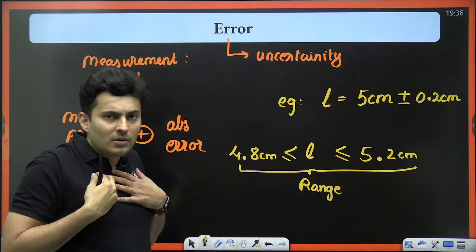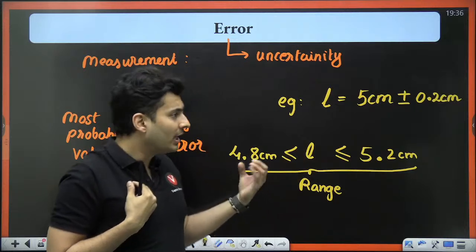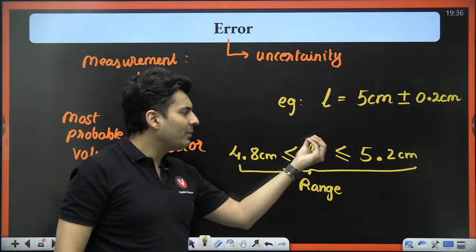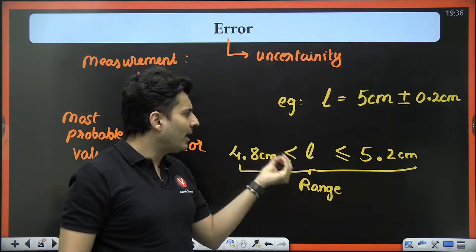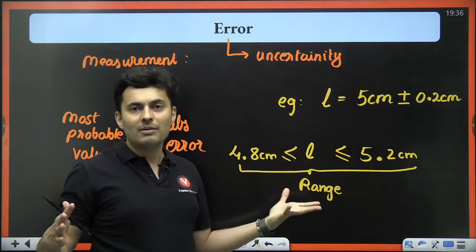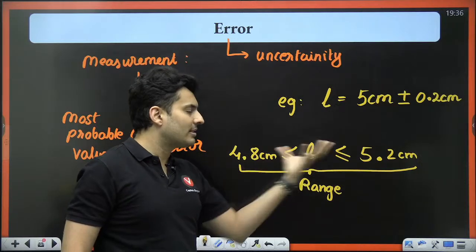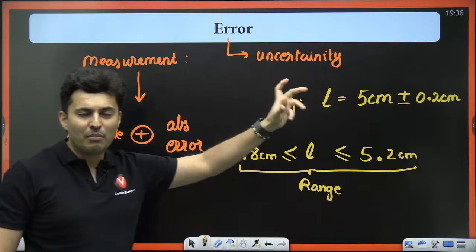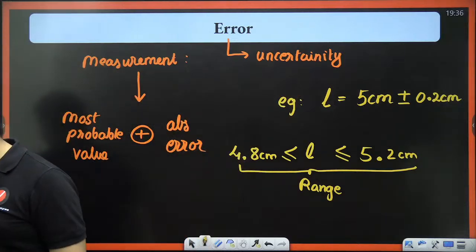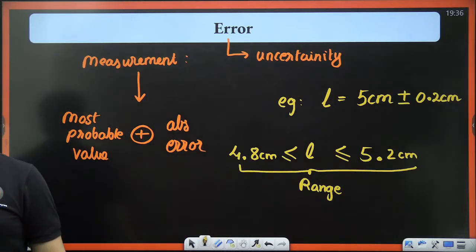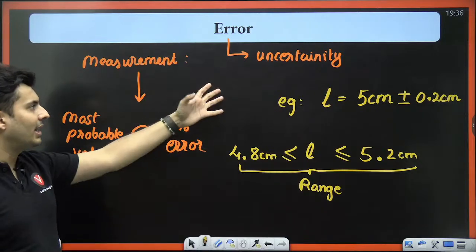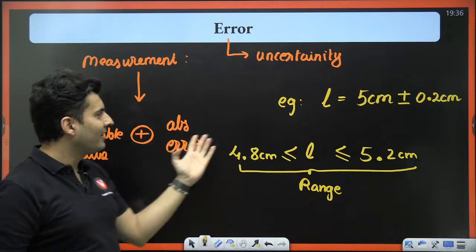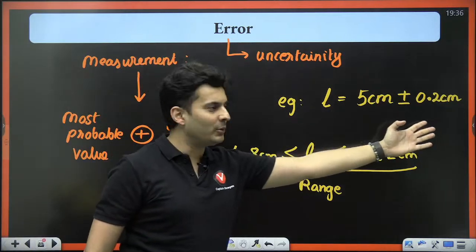I don't know the value. It might be 5.1, it might be 4.96, it might be 4.81, it might be 5.19, it might be 5.0005, anywhere in between. But I know it is somewhere in between this. Most likely it is 5, but there is a margin of error, and that is 0.2. Is that clear? Any measurement will have that uncertainty. So the uncertainty or the absolute error in this reading is 0.2.